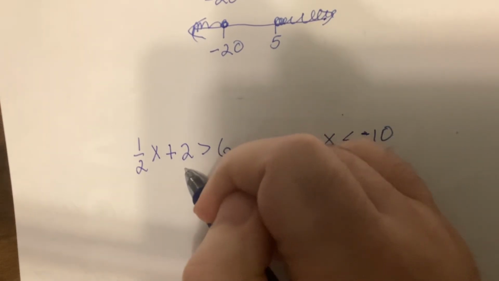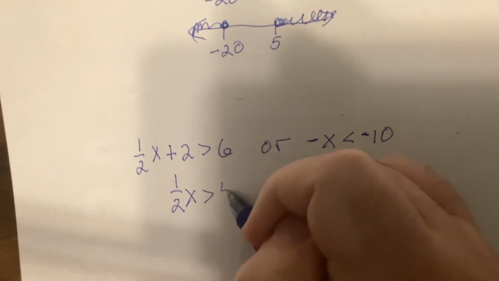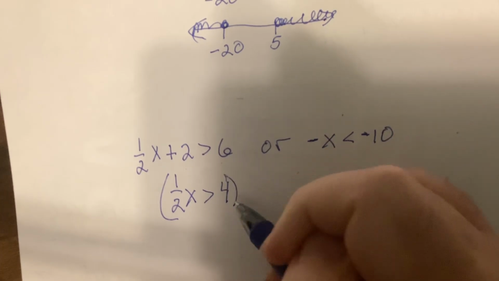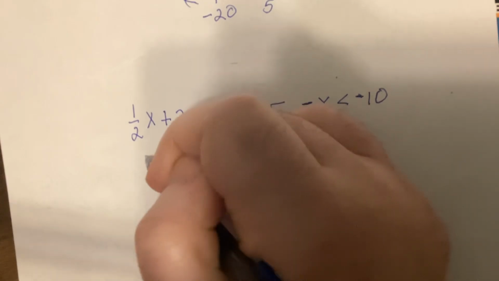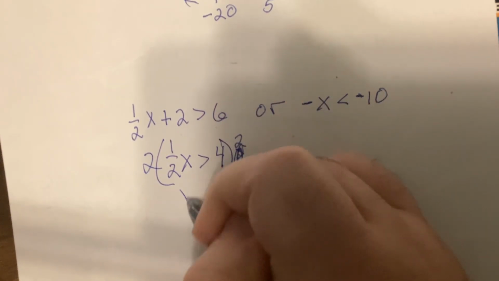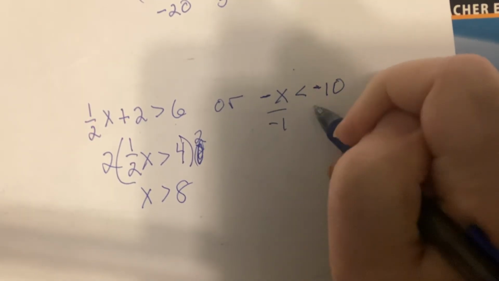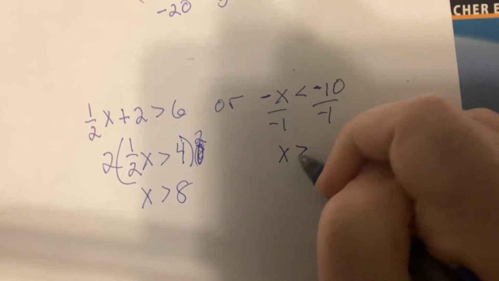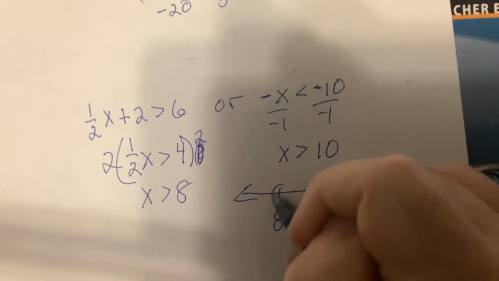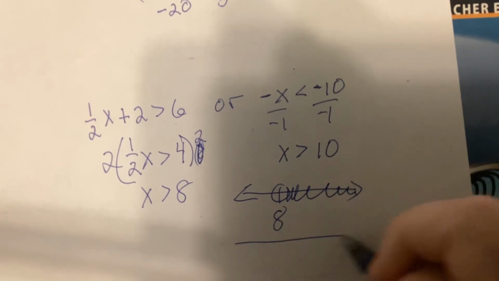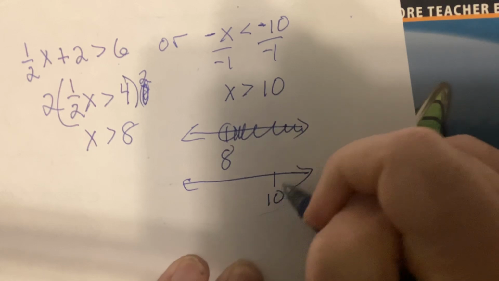Okay, here you're going to subtract 2, so 1/2 x is greater than 4. Multiply by the reciprocal, which is 2. So x is greater than 8. Here I'm going to take the opposite, but whenever you multiply by negative, you switch the direction of the inequality. Here's greater than 8. Here's greater than 10. Now again, you do not need to draw all 3.